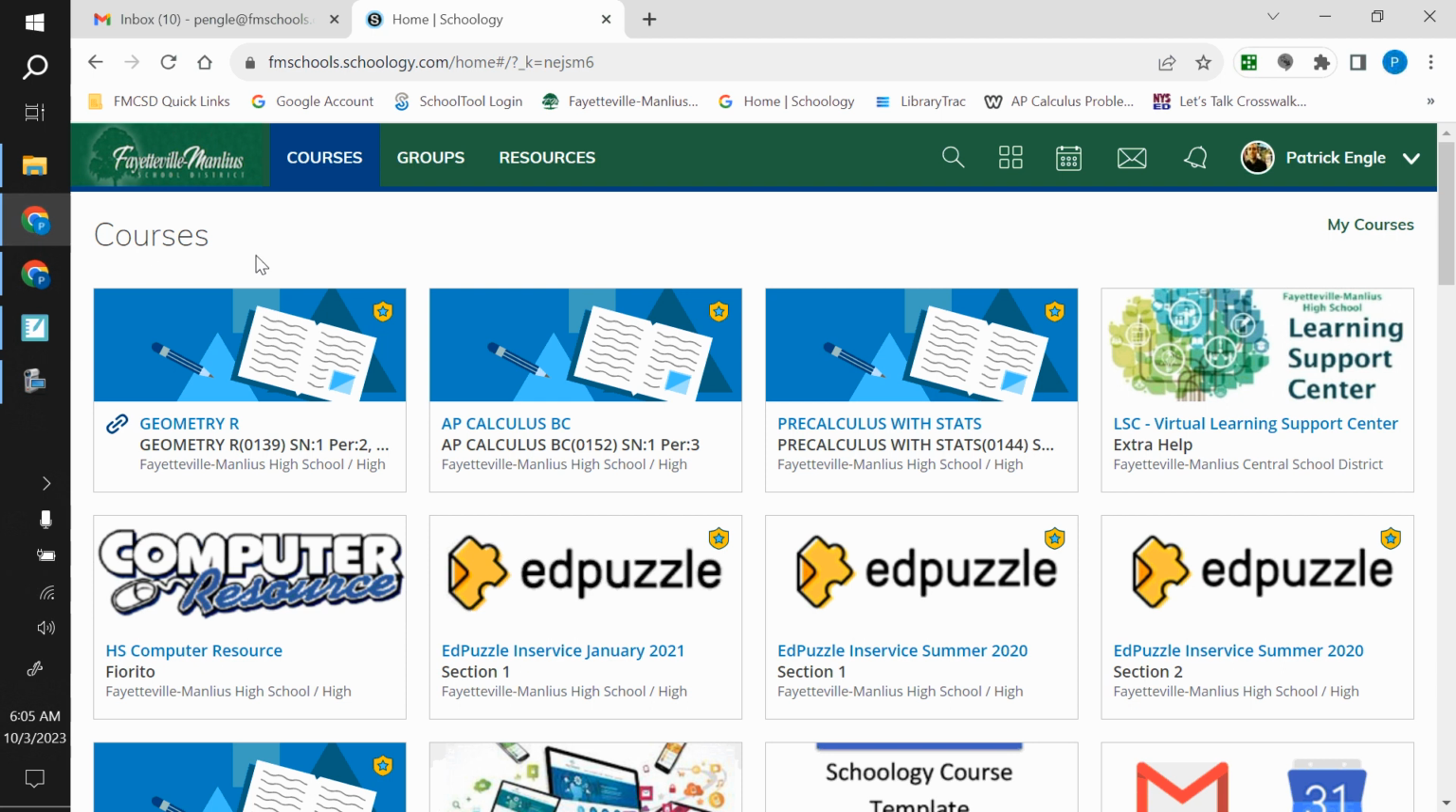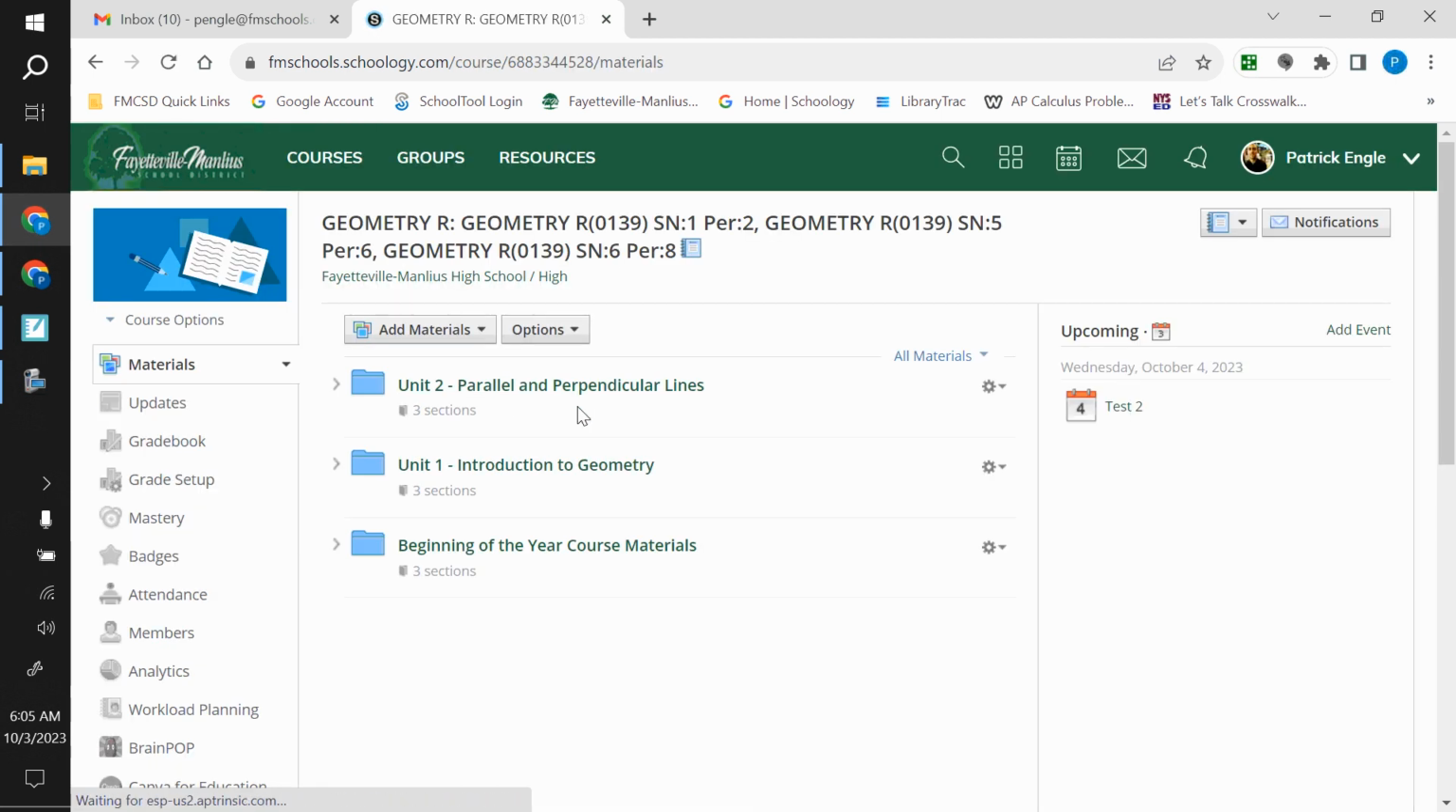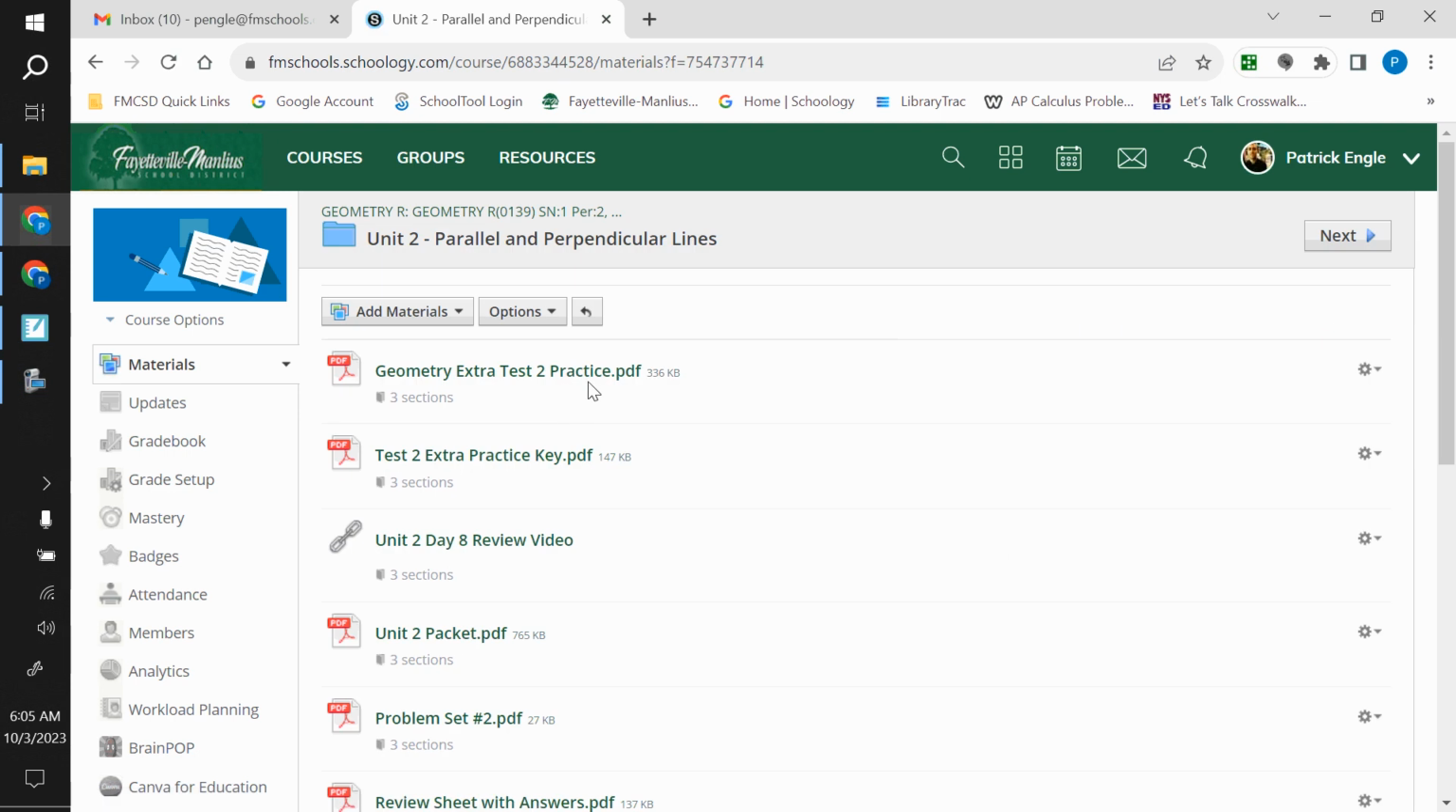So just to make sure we're clear where it is, go to our Geometry Schoology page, go to Unit 2, and it's that very first link there, Extra Test 2 Practice. Try it on a separate sheet of paper. Your answer key for it is in the next link, so you can check and see how you did. And then that third link down is the review video from Monday's class.